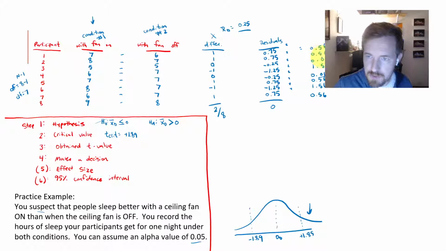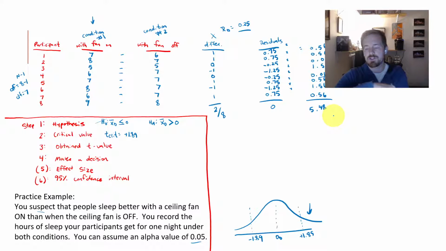Let me count. 1, 2, 3, 4, 5, 6, 7, 8. Perfect. Alright, now I'm going to add all those up. That wasn't as bad as I thought it was going to be. I thought it was going to be really bad. Alright, so I am getting this number right here, 5.48. Alright, so 5.48, that's our sum of squares.